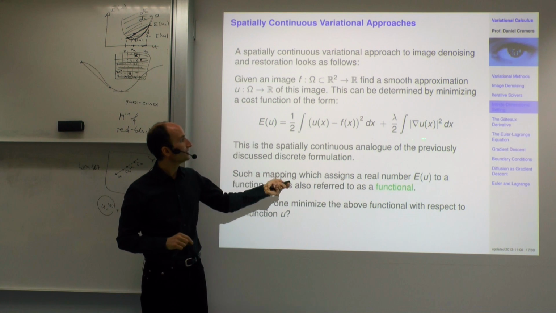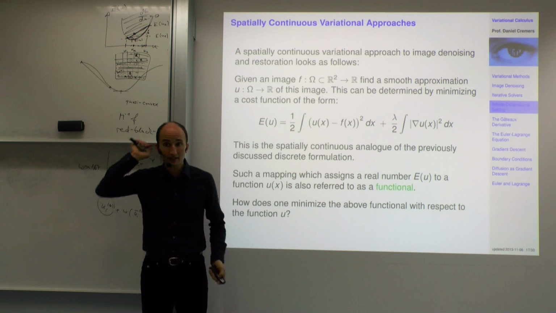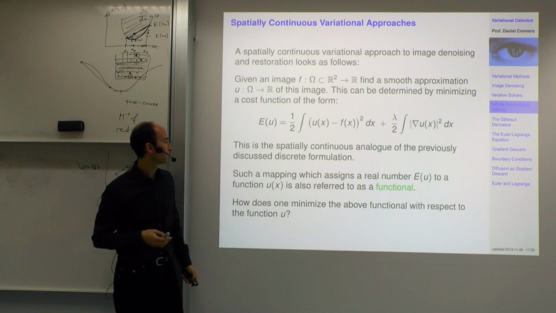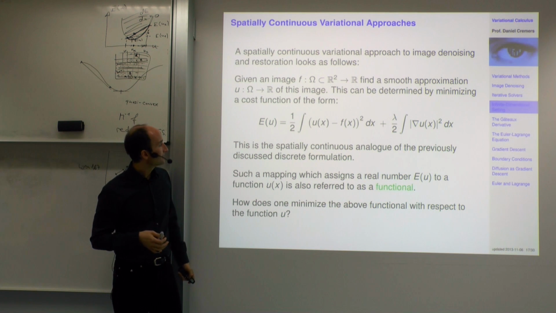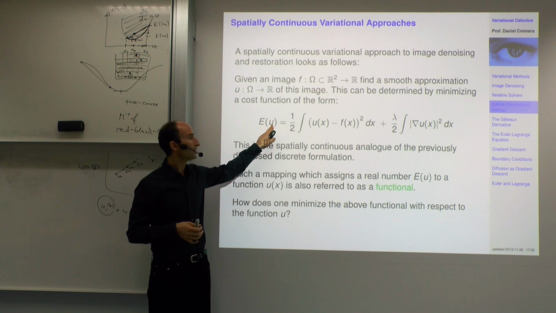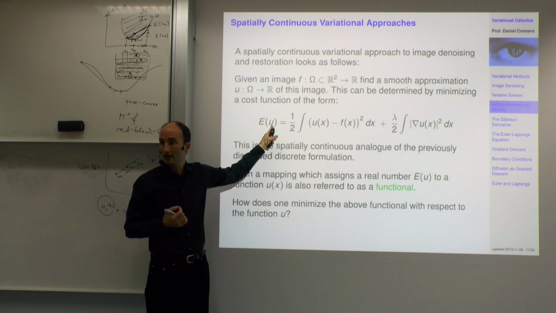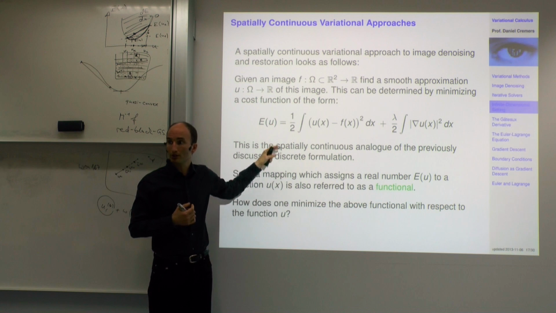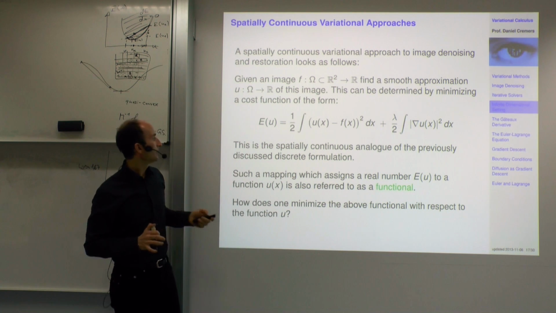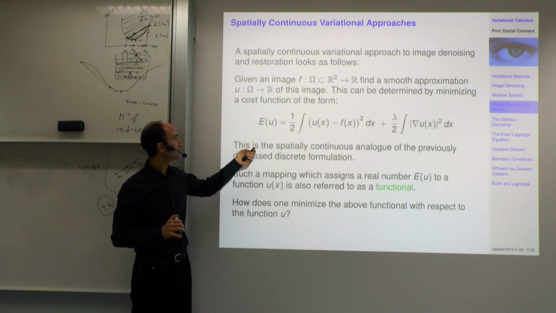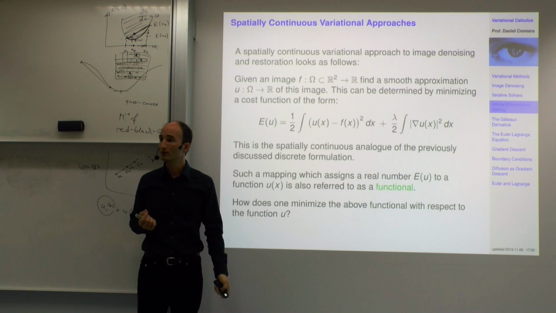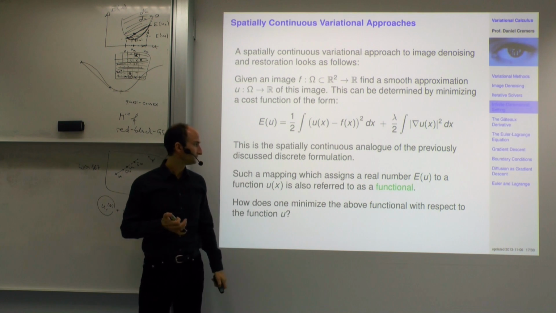So this is a spatially continuous analog of this quadratic cost function we had in the discrete setting before. What is different now is that we have a cost associated not with a vector u containing brightness values, but with a function u. And that does play an important role. And this mapping that assigns to each function u a value is called a functional.